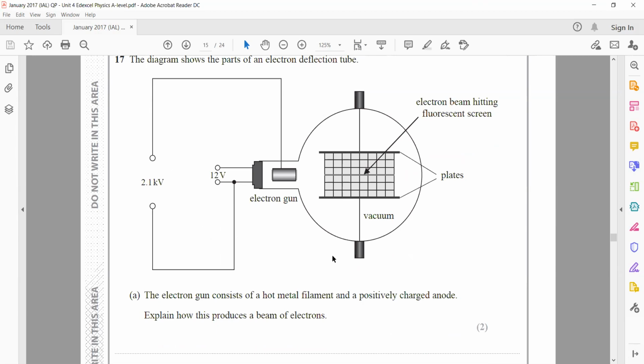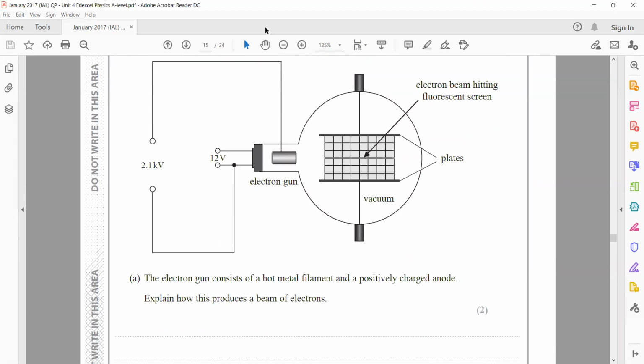The electron gun consists of a hot metal and a positively charged anode. What is the purpose of this anode? It collimates the beam, because electrons will come out in all directions. It focuses them so that they will move in a straight line. How does this produce a beam of electrons? So how does this part produce a beam of electrons? I just mentioned that.